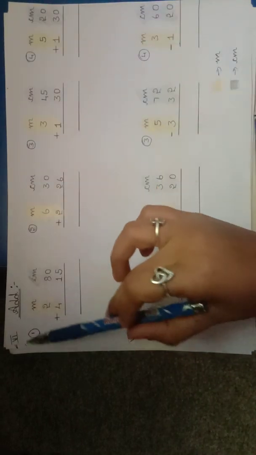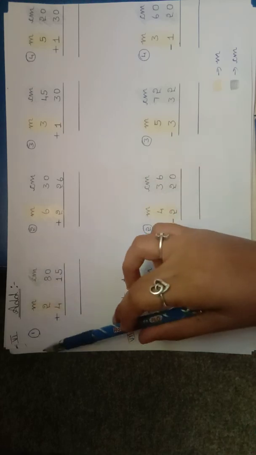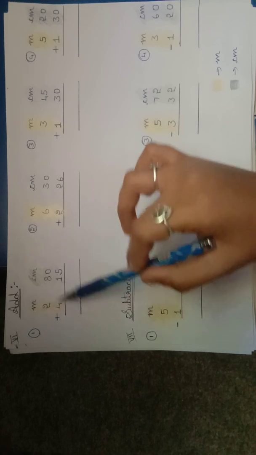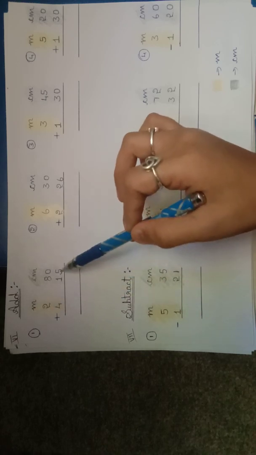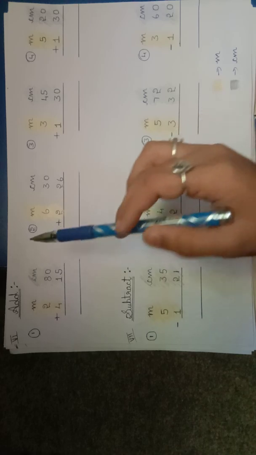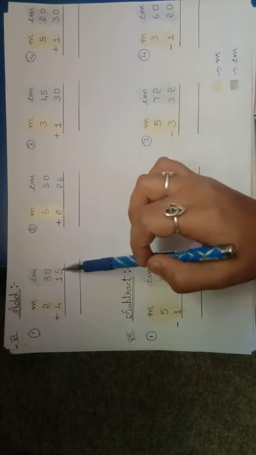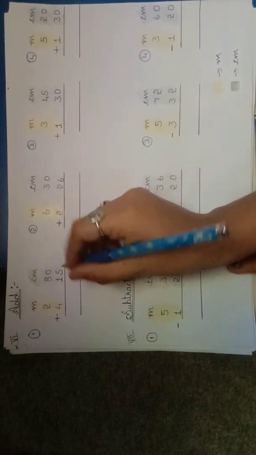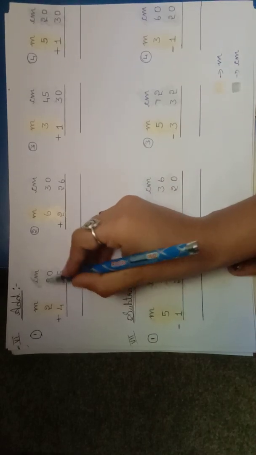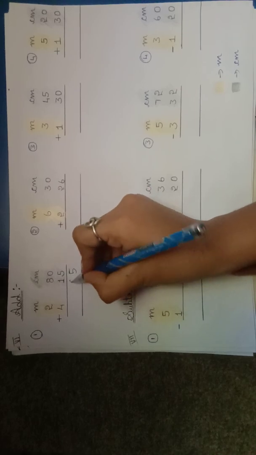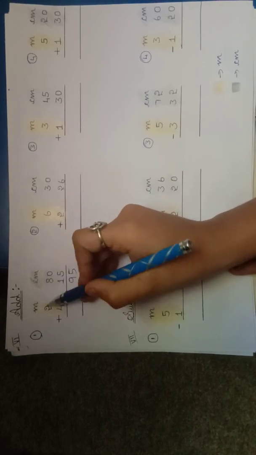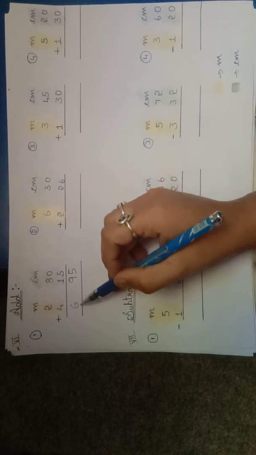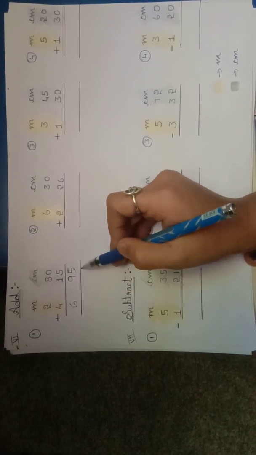Okay children, the next main is sixth main, addition. The first problem, the numbers which are shaded in gold color represent the meters and the numbers which are shaded in silver color represent centimeters. We have to start from ones place, so we have to start from centimeters. 0 plus 5 gives you 5. 8 plus 1 gives you 9. Move on to the meters. 2 plus 4 gives you 6. So the answer is 6 meter 95 centimeter.